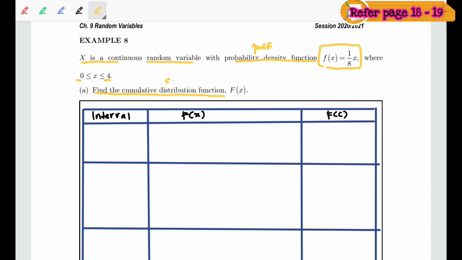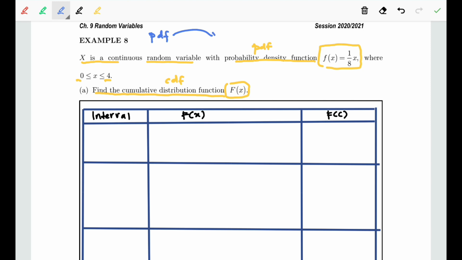So the question asks to find the CDF, which we can write in another notation, using the capital letter F. You have to remember that in order to find the CDF from the PDF, if you are given the PDF and you want to find the CDF, what you need to do is integrate. You have to integrate the function that you are given from the PDF in order to convert it to the CDF. Before that, we are going to identify how many intervals we have to form in order to find the CDF.